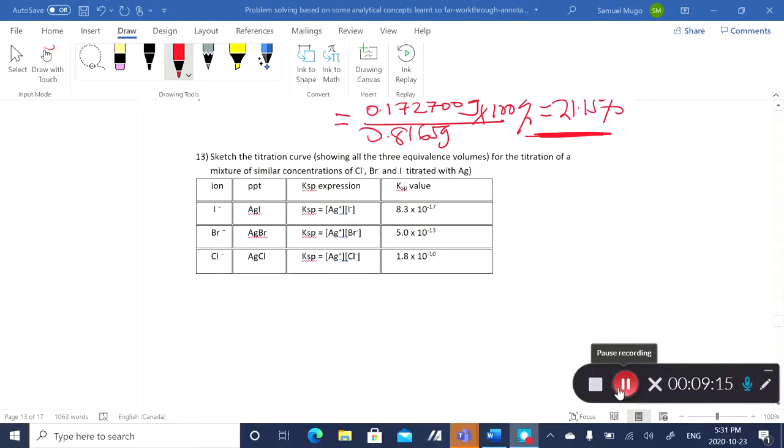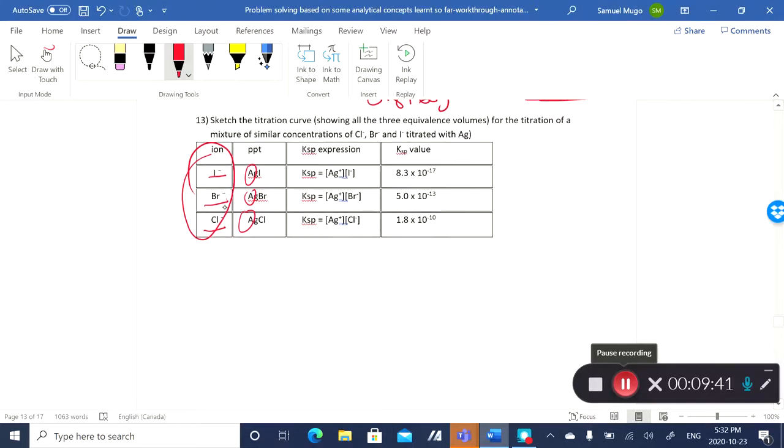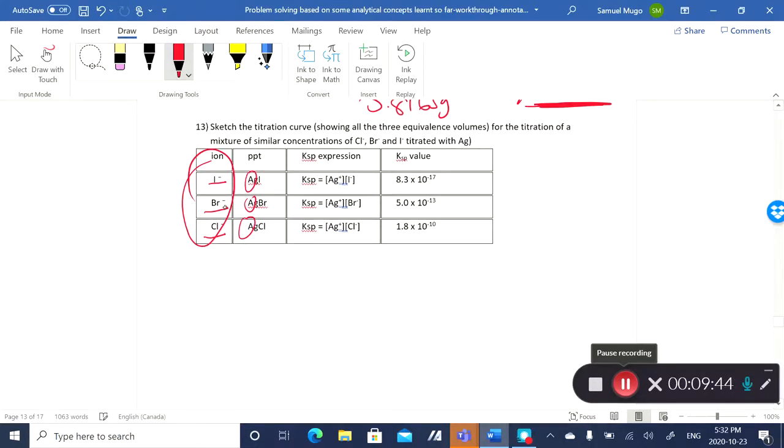So the next problem is fairly straightforward. You've been asked to titrate three different ions by argentometric titration, because we are using silver in all cases, to titrate the chloride, bromide, and iodide, possibly, in a water sample. And the question is, sketch the titration curve that you get from this kind of a titration.